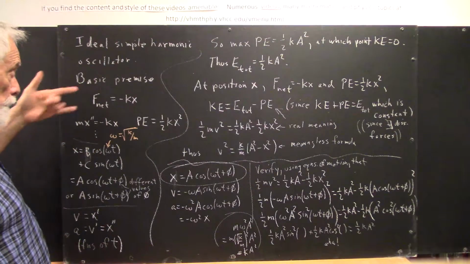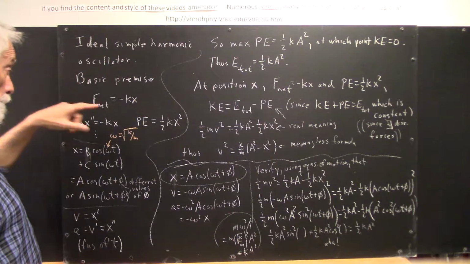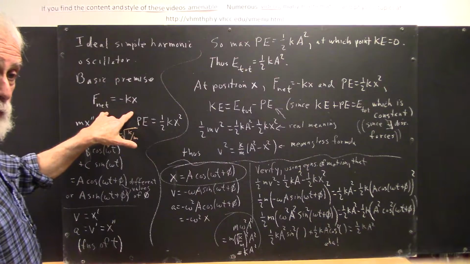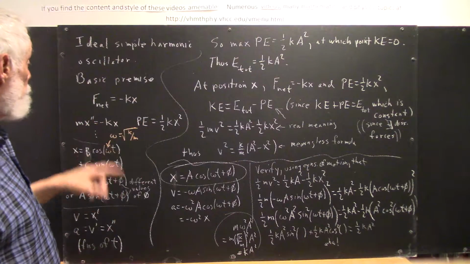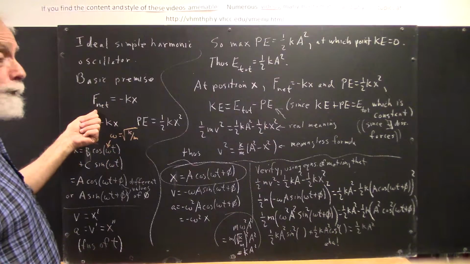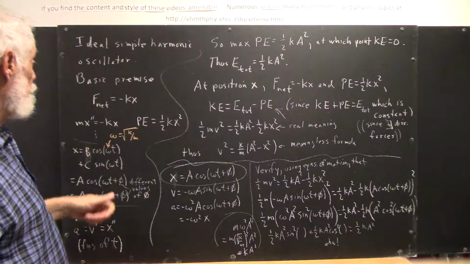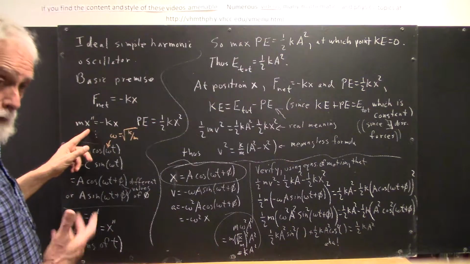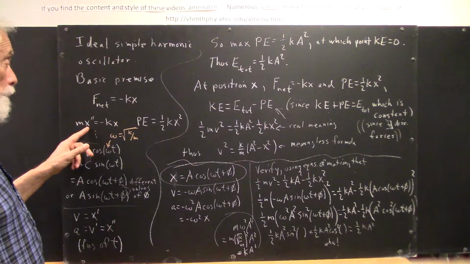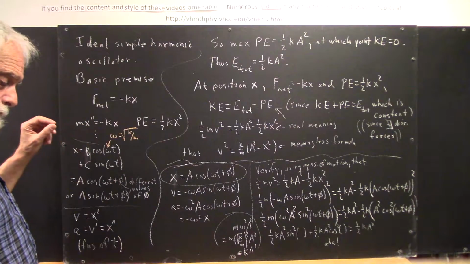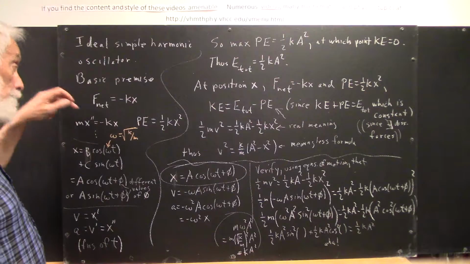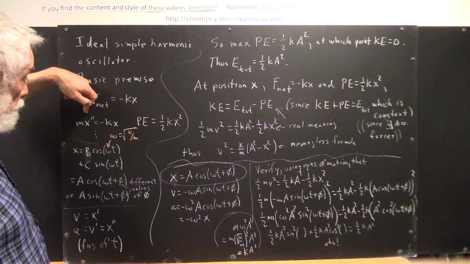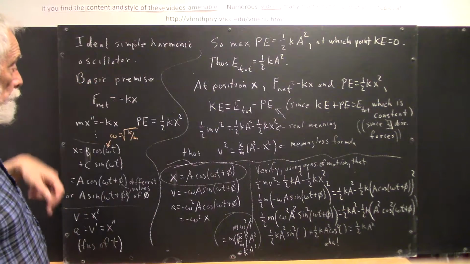Now, we've been over the implications of this many times. We've integrated it. We've done a lot of things with it. There are two things you can conclude if you know that the net force is a linear restoring force. First is, well, net force is mass times acceleration. Mass times acceleration is just mass times the second derivative with respect to time of the position. So you have m x double prime, m times the second derivative of x with respect to time, equals the net force, which is negative kx.